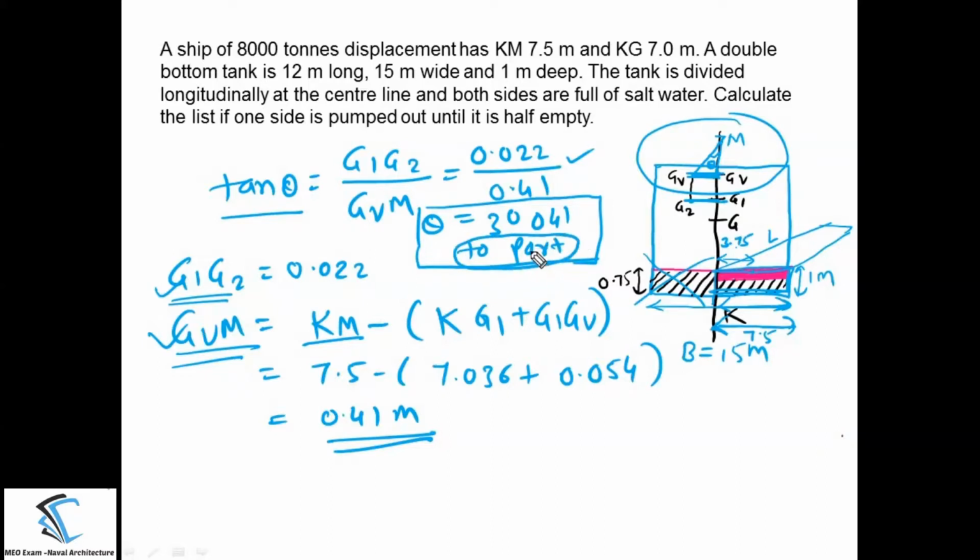So this is very important. If you are removing the cargo, if you are pumping out the water from the starboard side, the ship is going to list towards the port side. That is the very important thing that you need to understand. I hope all of you understood this numerical.